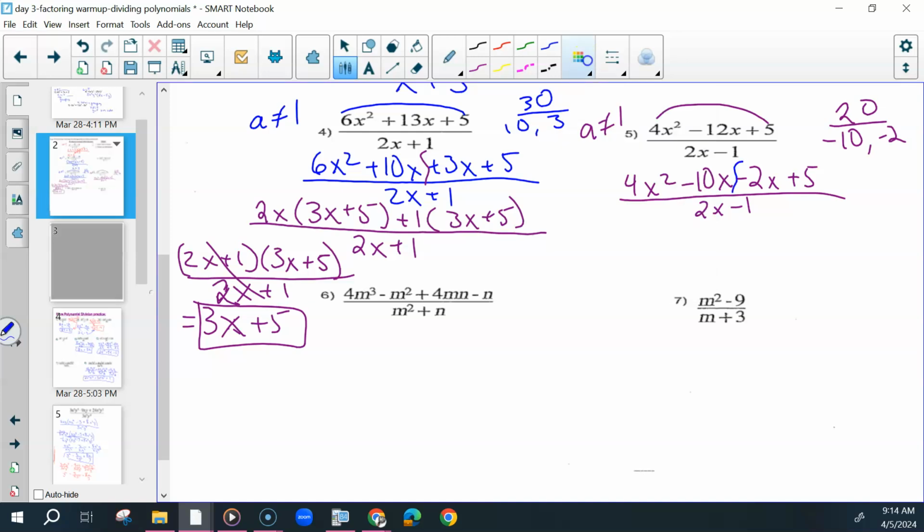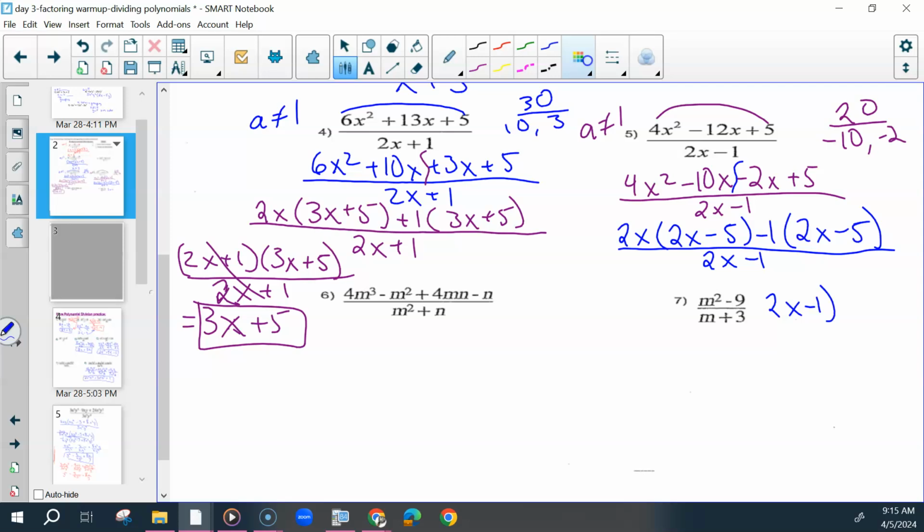What could we divide out of those first two? 2x. What would be left? 2x minus 5. What could we divide out of the last two? 1. Positive 1 or negative 1? Negative 1. Leaving us with 2x minus 5. And then rewrite your final factors. And that would be our final answer. Make sure you cancel out your like factors.